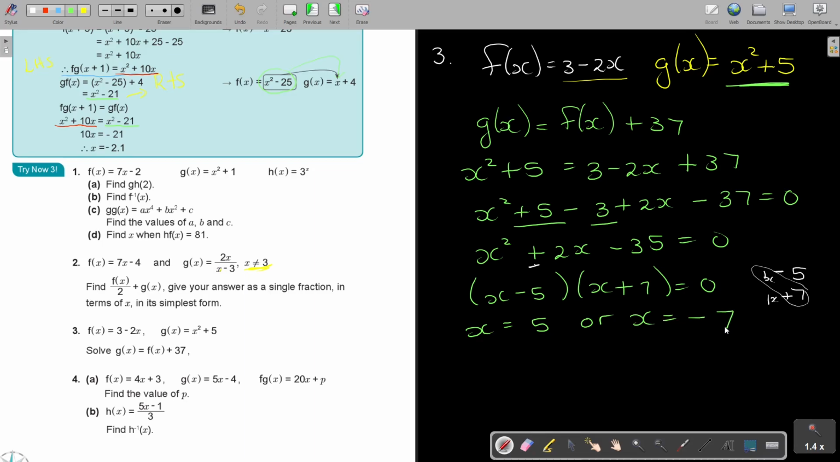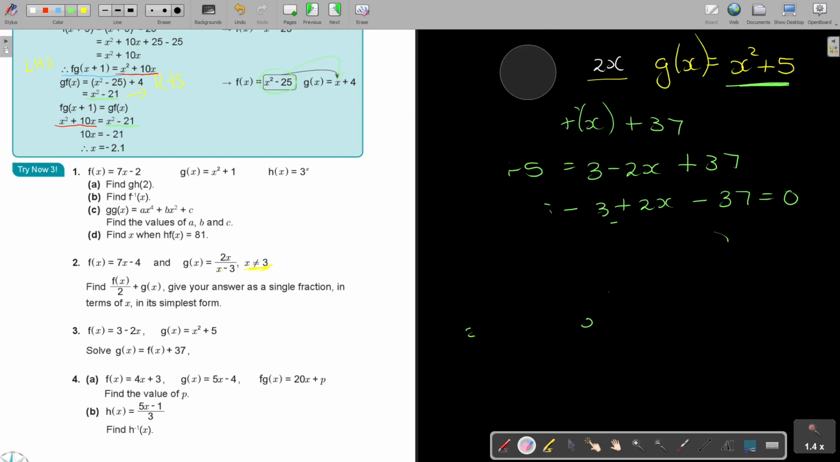Okay, so what was solve x? So basically find the values of x. Okay, and now I'm going to do the final one of this video. Number 4.